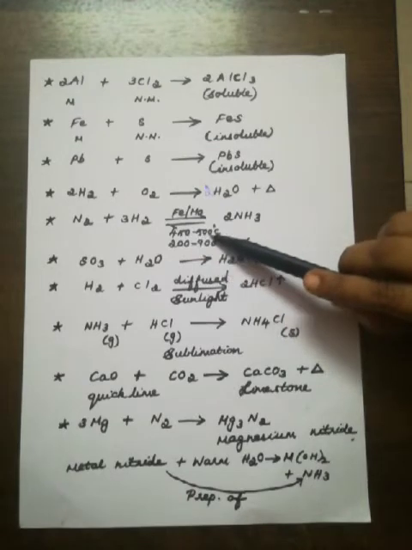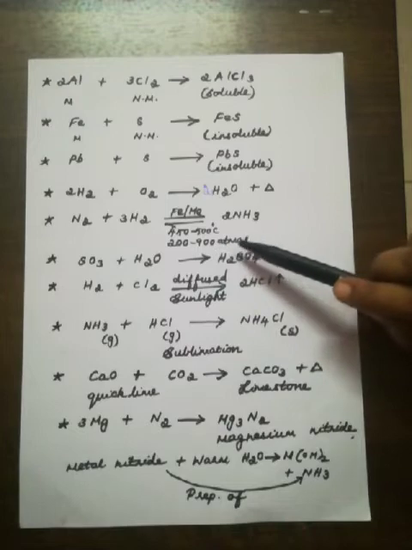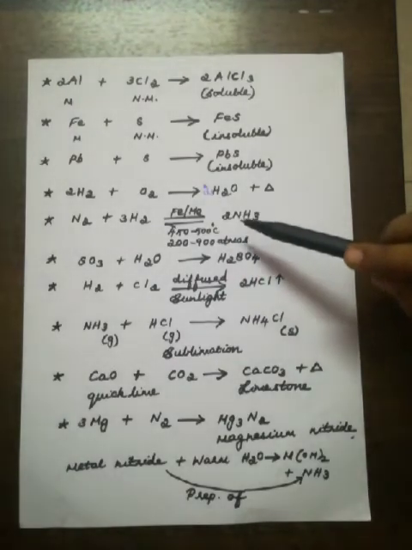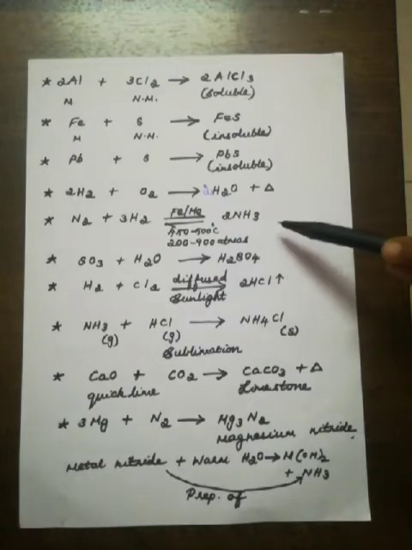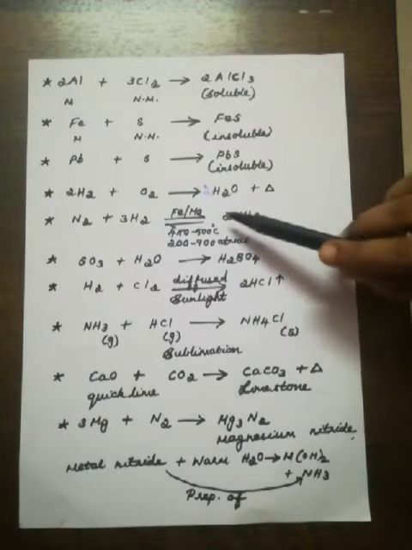Temperature is 450 to 500 degrees Celsius, and you are maintaining a pressure of 200 to 900 atmospheres, and I am getting ammonia. So this is also a highly exothermic reaction. It is a reversible reaction also. So this reaction is a familiar one for you.